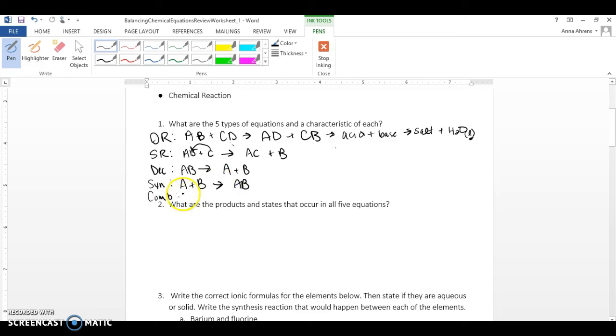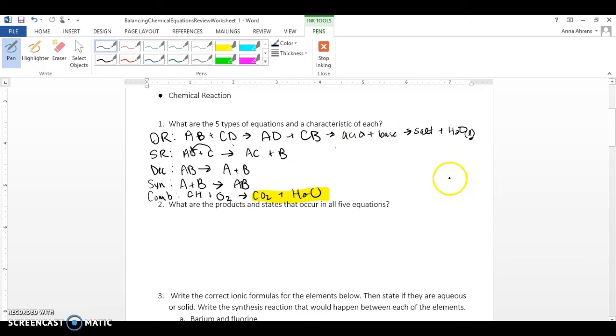And then lastly, we have combustion. In combustion, you always have your hydrocarbon, so that's carbon attached to some sort of hydrogen, plus our oxygen, O2, and that is going to produce CO2 and H2O. Remember that these are always the products. Don't forget that. Those are always the products for those as well.